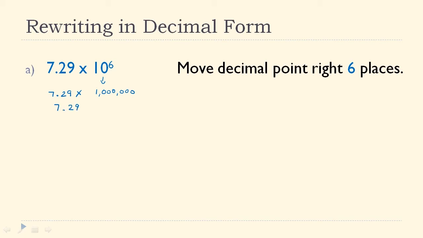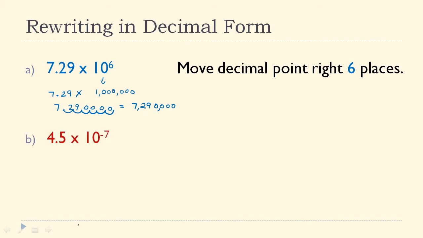So I'm going to make it bounce 6 times to the right. 1, 2, 3, 4, 5, 6, and every little bowl I have here, I'm going to fill it with a 0 to end up with 7,290,000.